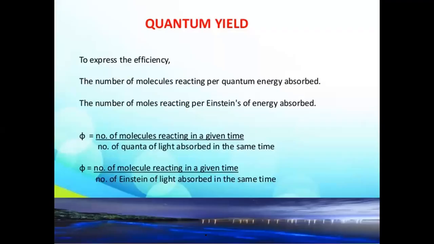The next one is the quantum yield. Quantum yield is a very important concept in photochemistry. Quantum yield expresses the efficiency. When you carry out any reaction, firstly the reactant molecule reacts and converts into the product. But how many molecules undergo the reaction decides the yield of this product, the efficiency of this reaction.